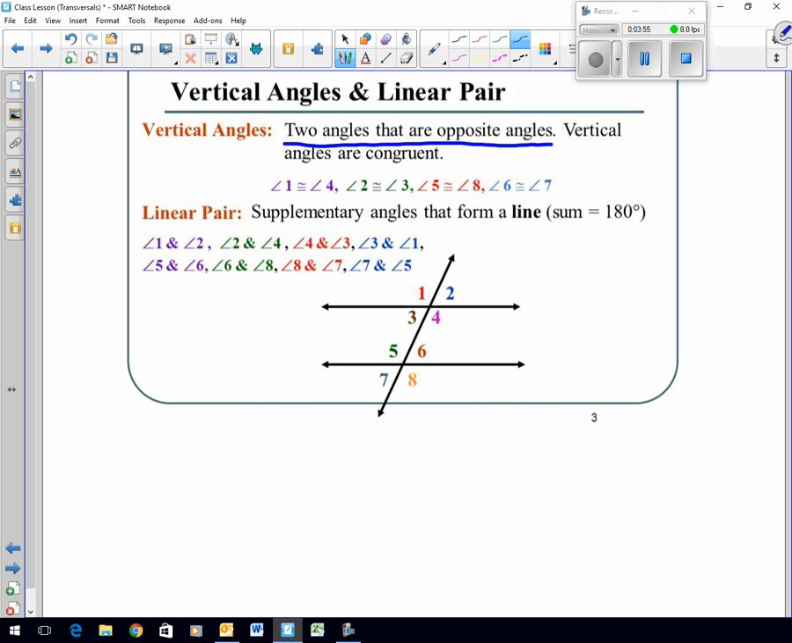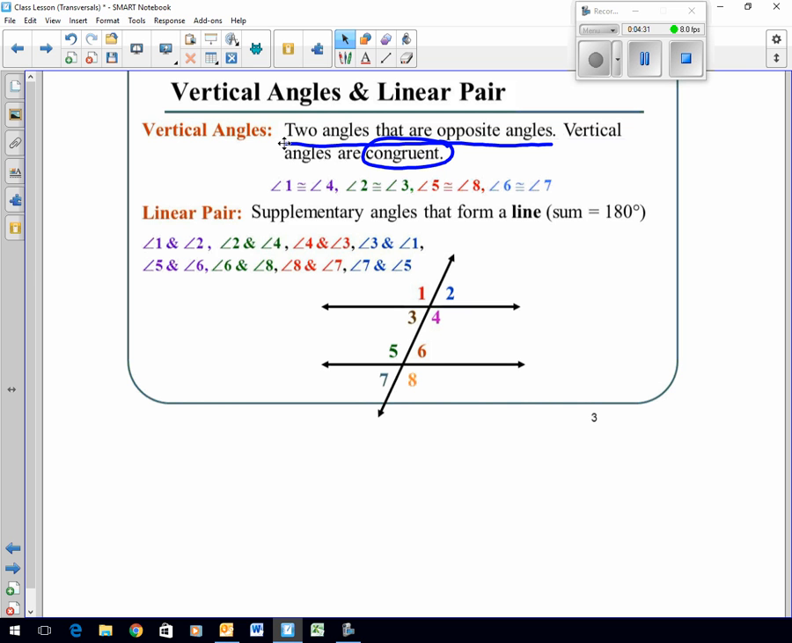Here is an important fact you need to remember about vertical angles. Vertical angles are congruent. What's congruent mean? The same. In this example, angle 1 and angle 4 are vertical angles. If angle 1 is 80 degrees, how much is angle 4? 80 degrees. If angle 1 is x plus 4 and angle 4 is 80, that means angle 1 is 80 as well. They have to equate.